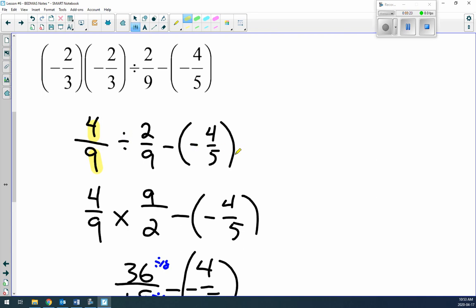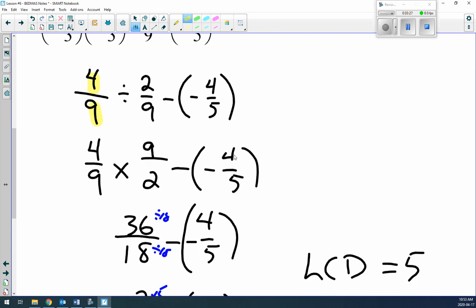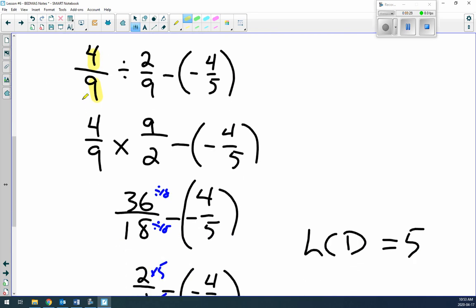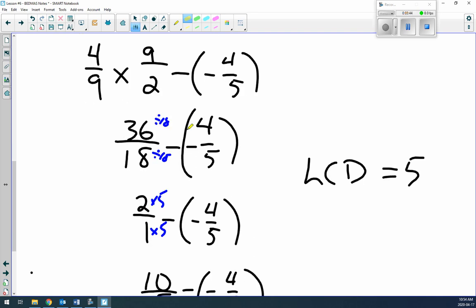You'll find that when you're doing these questions, you write out step after step all the way down. It takes quite a while, but you do that to keep yourself organized. Okay, now we got a division there. So we know how to do division. We multiply by the reciprocal. So the 4/9 stays the same, times, and we flip 2/9, so it becomes 9/2. And then subtract negative 4/5. Don't do anything with the flipping there. So now we multiply across. So 36, 4 times 9 is 36, 9 times 2 is 18.